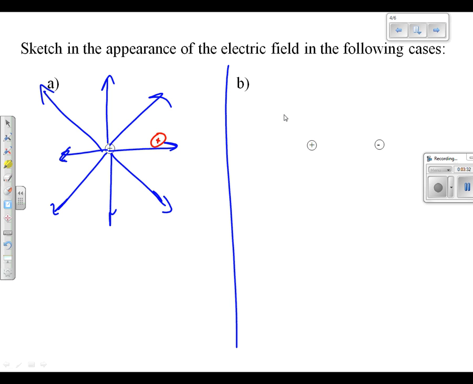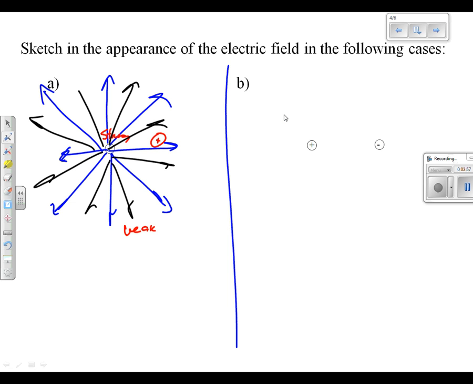Where is the electric field stronger? Where the arrows are closer together, right? Stronger here. Weaker here. Do those lines go forever? They do. What if the charge was doubled? What would the field look like? Twice as many arrows. Right? So something like that. That's literally it. That's all you got to do.